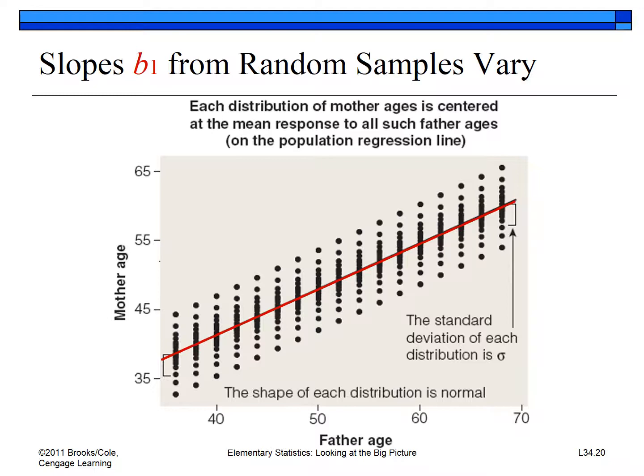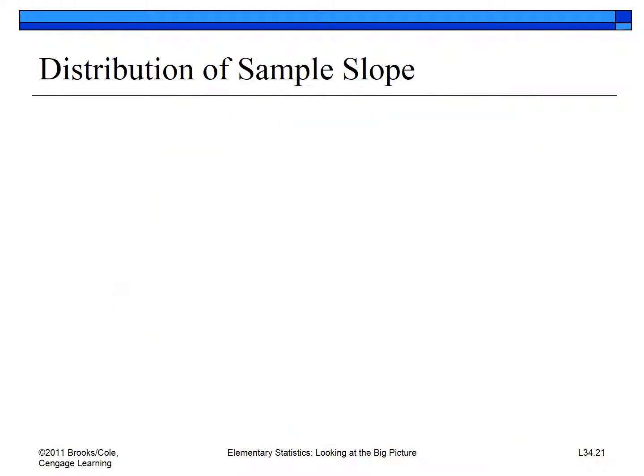Well, the slopes will vary. Remember that for each given x value, we will assume that the y values are distributed normally. But the slopes might vary some. It might be steeper than what it looks like in the sample. It might be less steep. So how can we estimate that distribution?